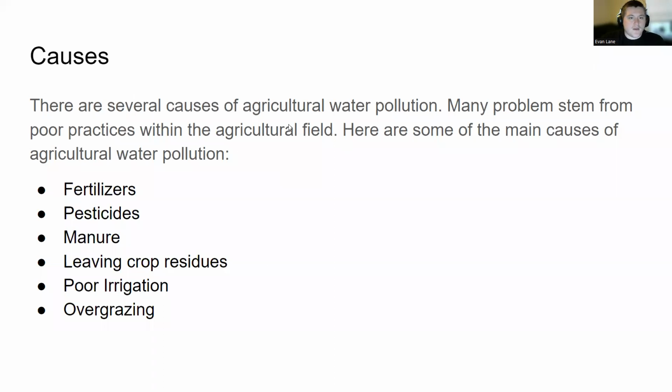So in this presentation, we're going to be talking about a lot of the causes of pollution from agricultural runoff. Basically there are several causes of agricultural water pollution, and many of them stem from poor practices within the field. Here are some of the main causes that I found using my source of agricultural water pollution. The first one is fertilizers, and then pesticides, manure, leaving crop residues, poor irrigation, and overgrazing.